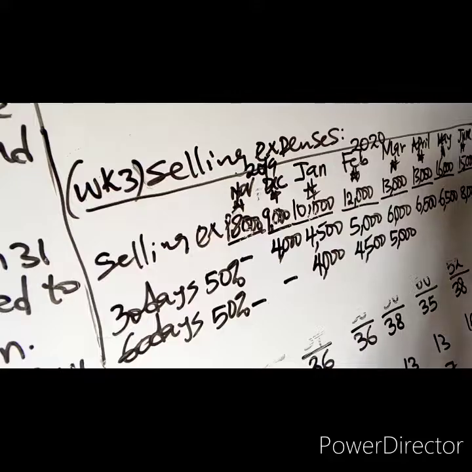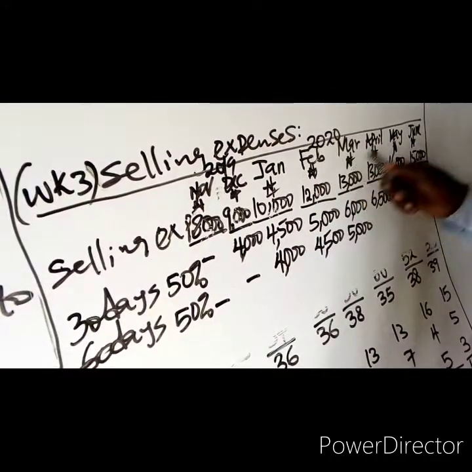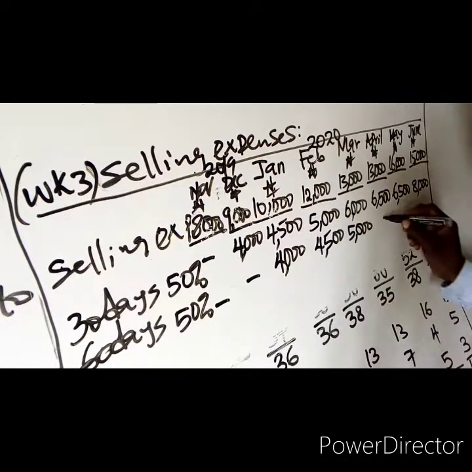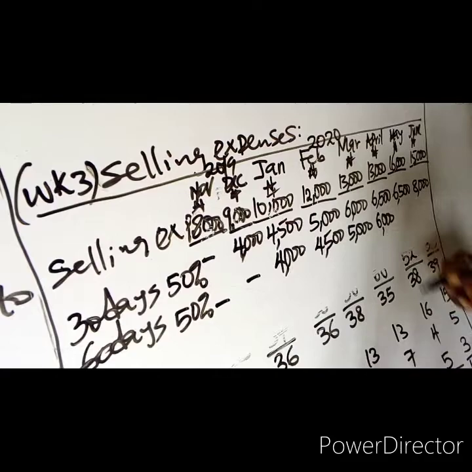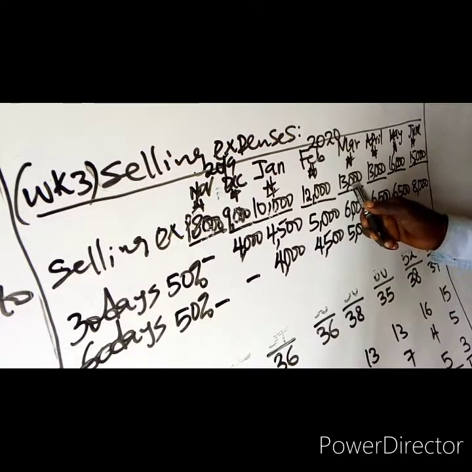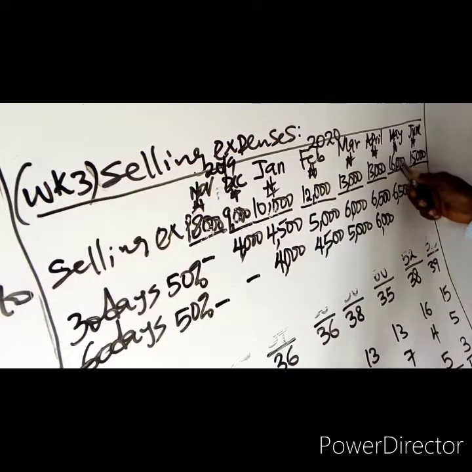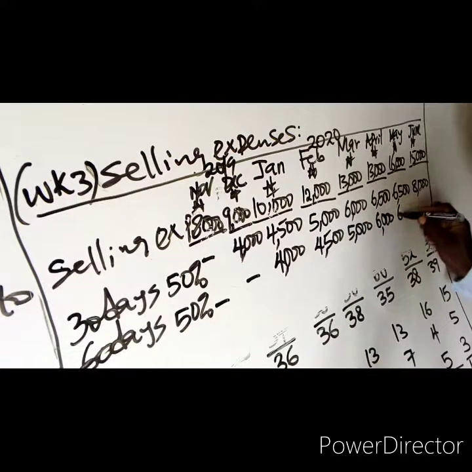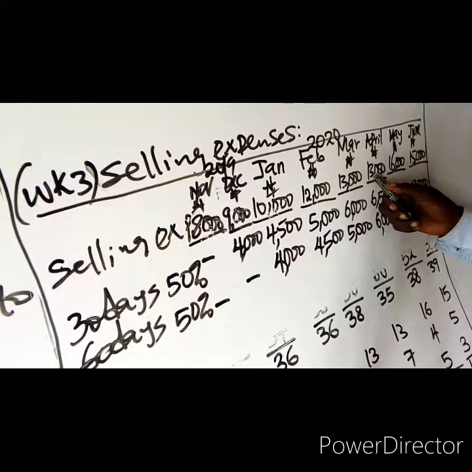That of February, 50%, 2 months after February, we have March, April. And that means it will be settled in April. 50% of 12,000 will be 6,000. Then for March, which is 13,000, after March, count 60 days. That is 2 months, April, May. That means it will be settled in May. 50% of 13,000 will be 6,500. Then for this, it will be settled in June. 50% of 13,000, that will be 6,500.